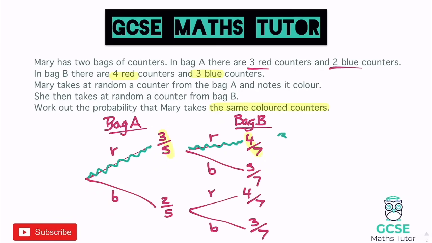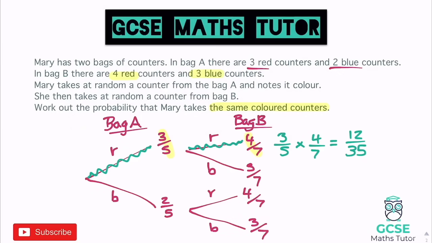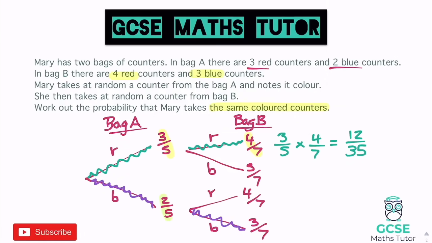So if we do those, we get 3/5 multiplied by 4/7, and again times in the top gives us 12, and times in the bottom gives us 35. So there are 12 out of 35 ways of getting two reds. And then obviously thinking about the fact of the same colours, we could have two blues. So if I go through blue 2/5 and through the other blue 3/7, that's going to give us our second probability there using those two fractions.